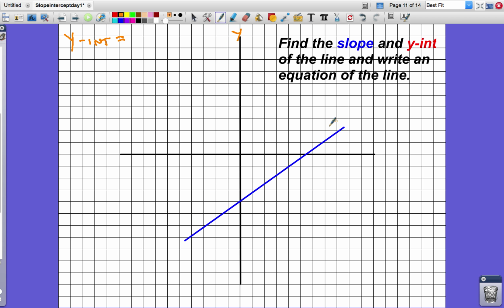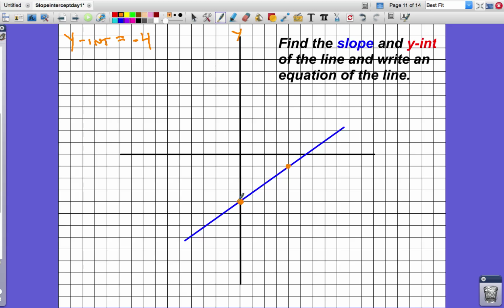Here's my y-axis. So I'm looking, where does it cross the y-axis? And it's right here. This point is -1, 2, 3, 4. So my y-intercept is -4. Now I need to find another point on this graph. And if I look, it looks like there's a point right here.